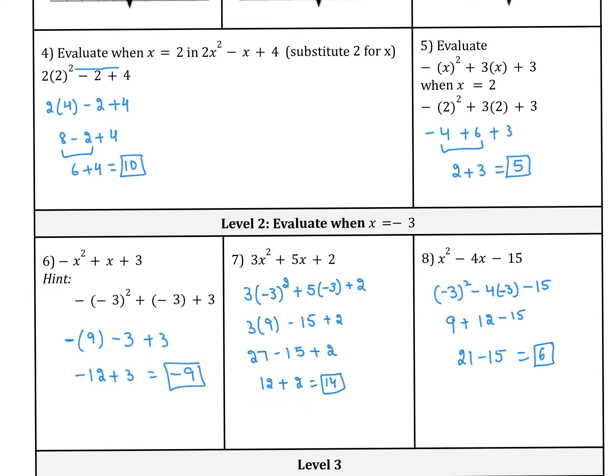And for 8, we're going to plug in x as negative 3. So negative 3 squared is 9. Plus 12 minus 15. Always start addition or subtraction from left to right. So you get 21 minus 15, that is 6.